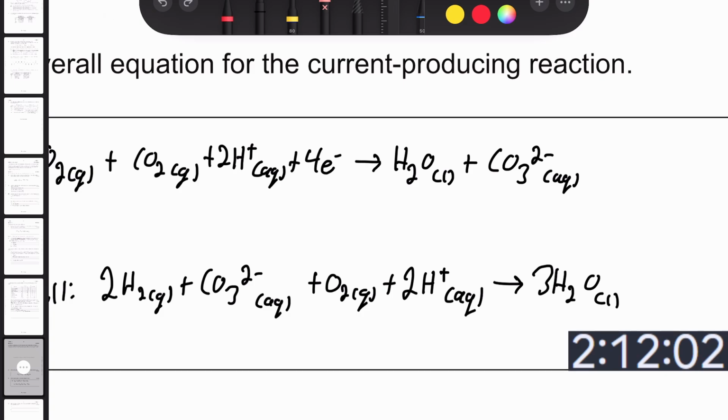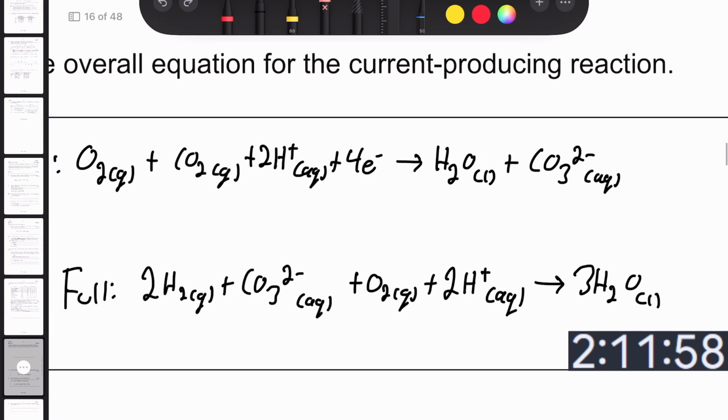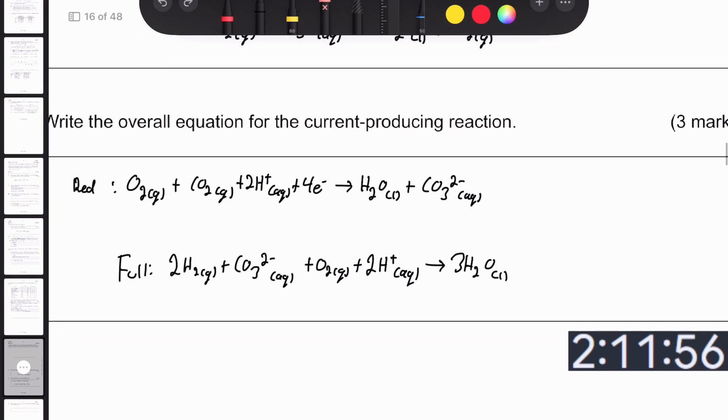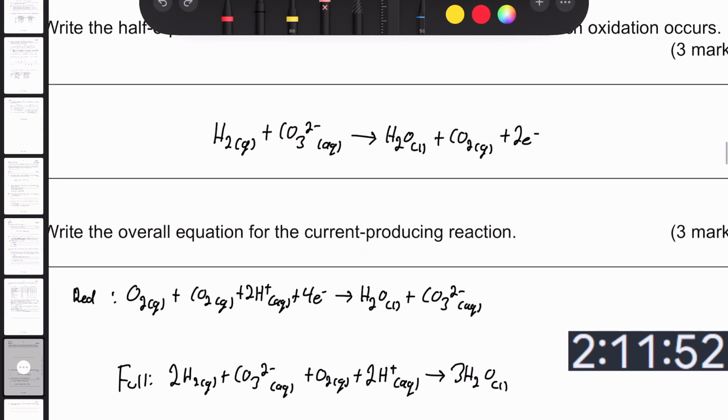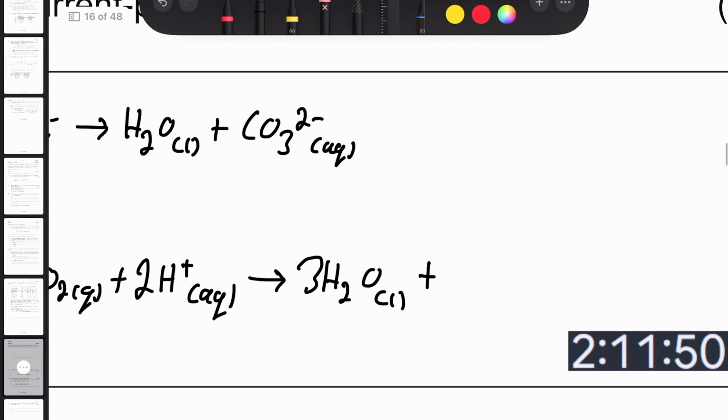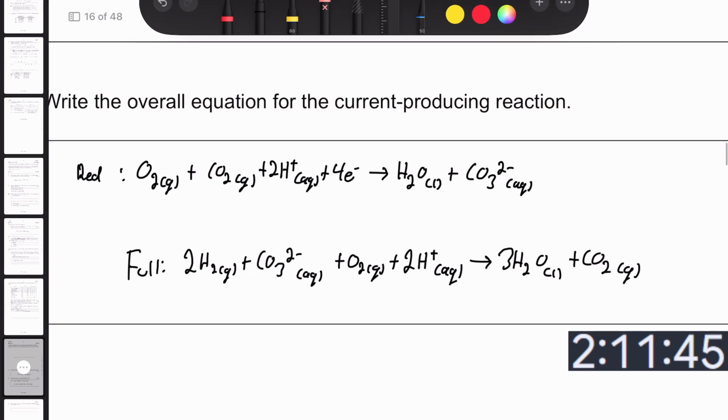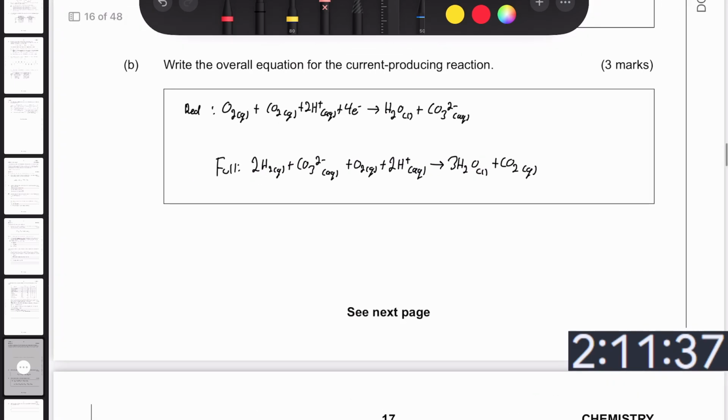How many oxygens do I have? I have 5 oxygens. That's not right. Oh, because I need plus CO2 gas. And then I have the 1 carbon. Okay, that all balances out.